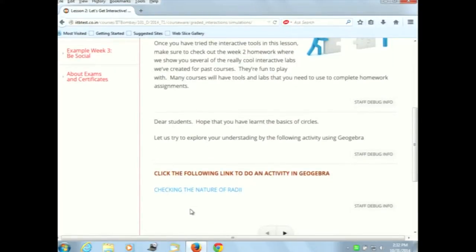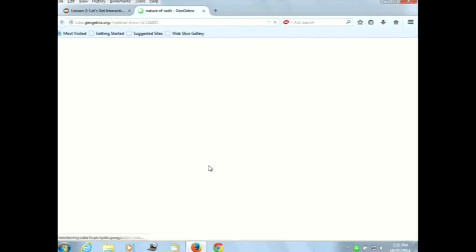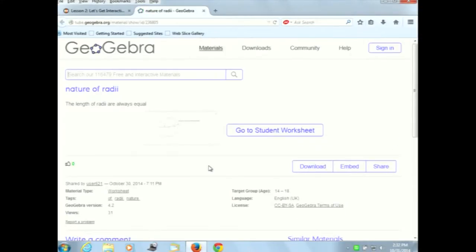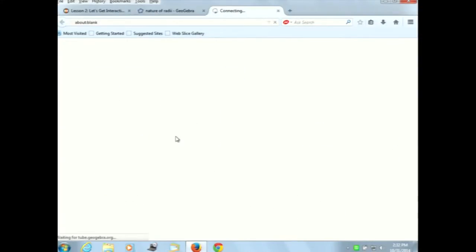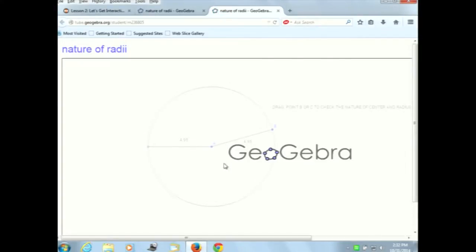But here in GeoGebra, I have given a click here. Dear students, hope that you have learned the basics of circles. It's a very, very small exercise I have put here. Try to explore your understanding by the following activity. When they click this directly, it will go to GeoGebra Tube. When a child clicks it, GeoGebra will start immediately.